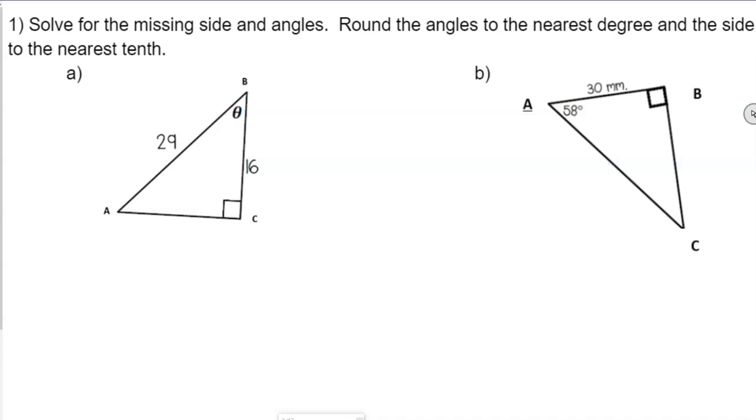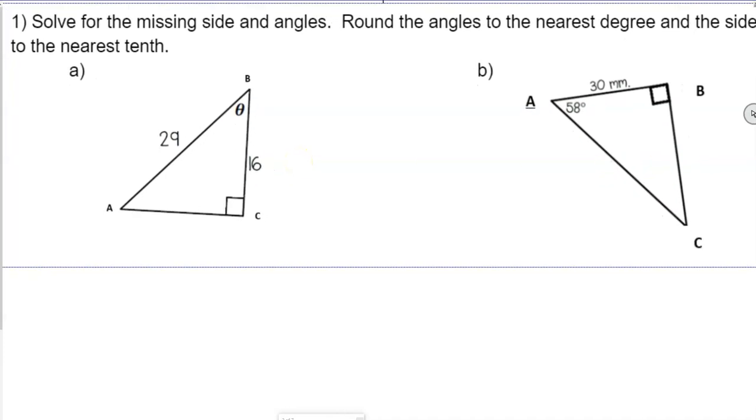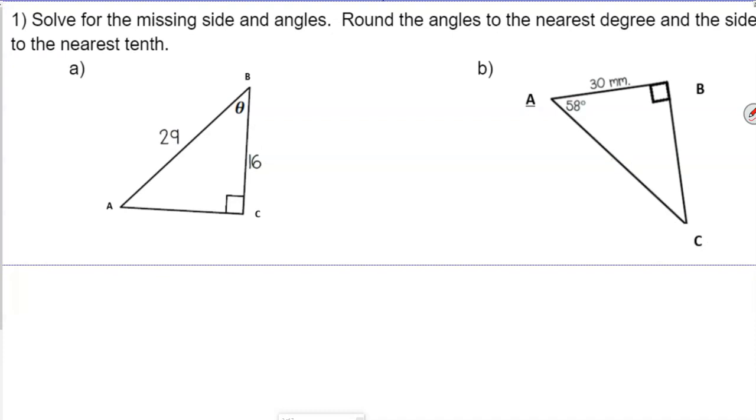So that's AC right here, right? Okay, so this would be C because it's opposite the right angle, right? So let's go ahead and do that. I'm going to do AC squared plus 16 squared is equal to 29 squared.